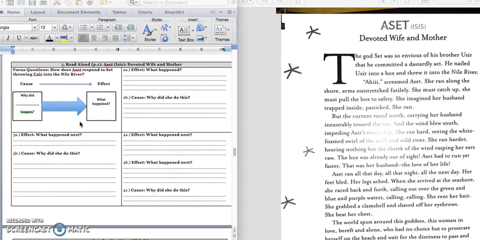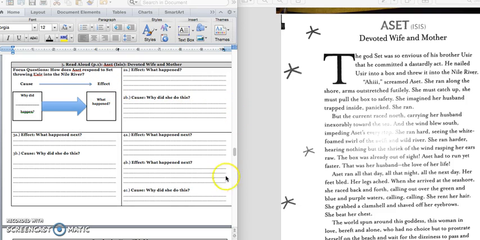It doesn't always work that way, but in our text today, that is how we're going to organize it. First, we're going to look for what just happened. And then we're going to think, why did that happen? What was the cause? The whole time we're going to be collecting evidence for this focus question, which is, how does Aset respond to Set throwing Useer into the Nile River?